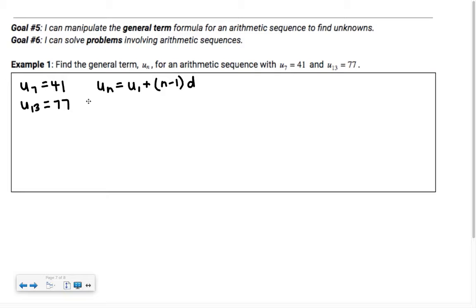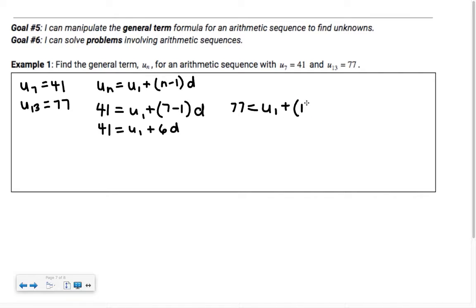So if I start with u7 equals 41, the value of the seventh term is 41. So I have 41 equals u1 plus 7 minus 1 times d. Simplifying that a little bit, we get 41 equals u1 plus 6d. Looking at the other equation here, I know that the value of my 13th term is 77. So 77 equals u1 plus 13 minus 1 times my common difference. So 77 equals u1 plus 12d.